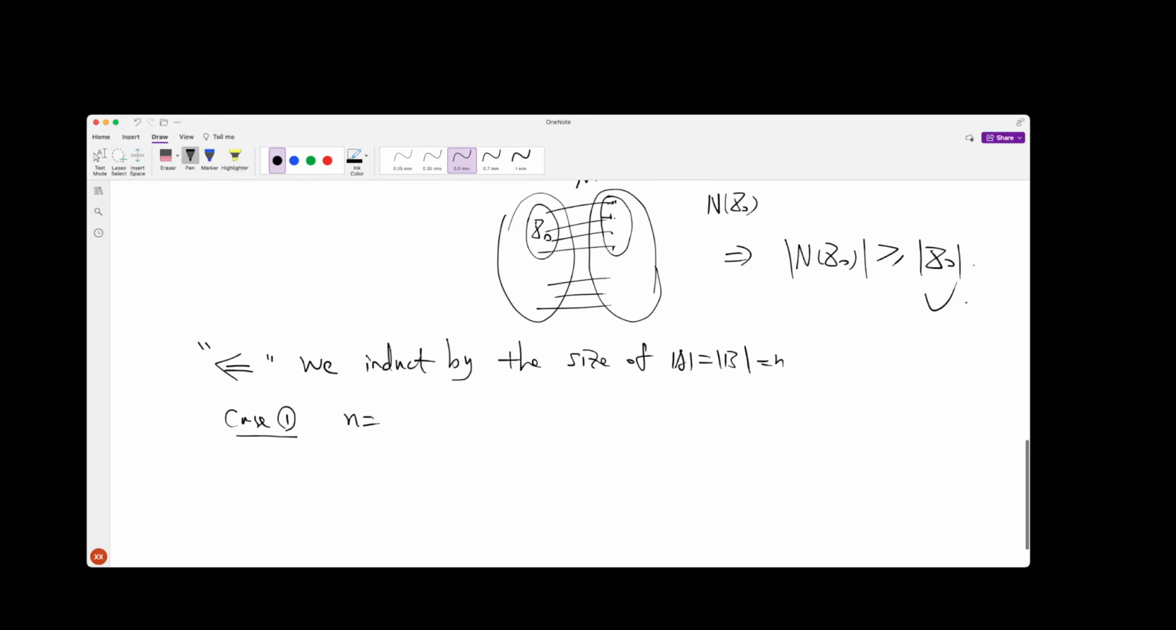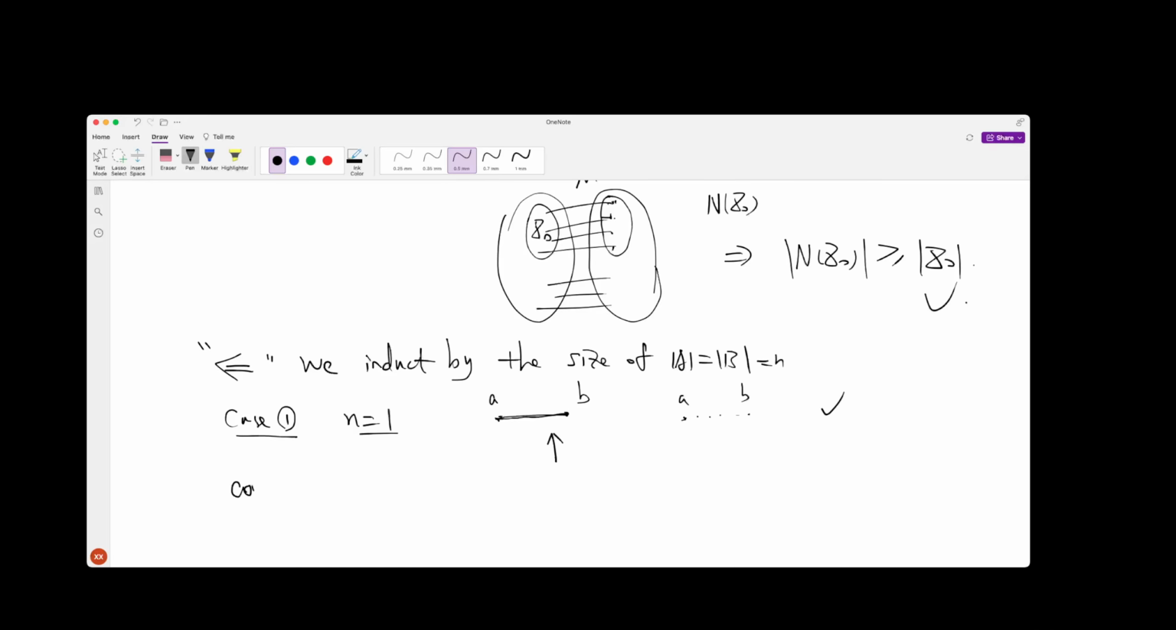Suppose n is 1. I think it's very clear, right? So you have A and B maybe. So there is an edge. Because you must have this edge. If you have an empty graph, then the neighbor of A is 0 and A is 1, so it's smaller. It doesn't satisfy Hall's criterion. Okay, so this is easily checked. So for n equals 1, if you have Hall's criterion, you must see this picture.